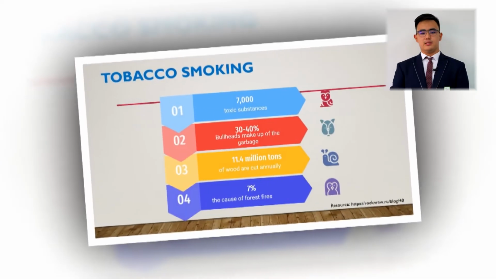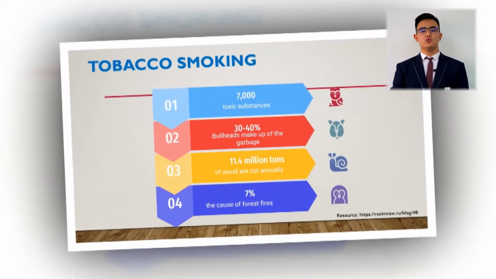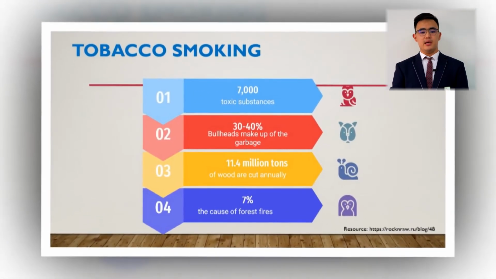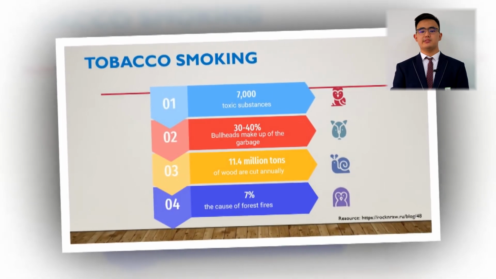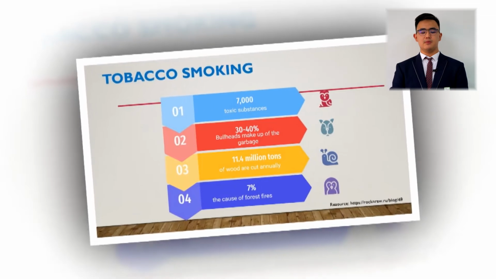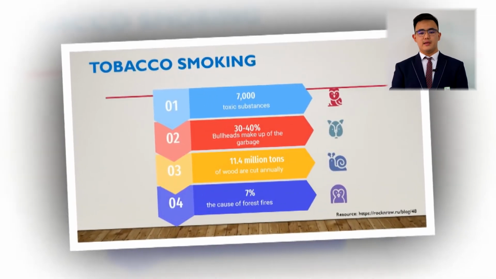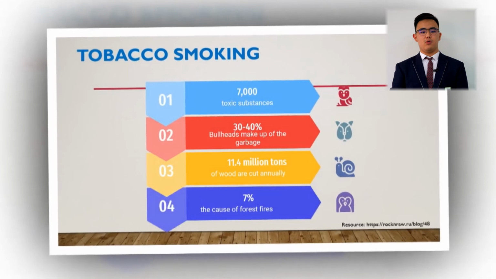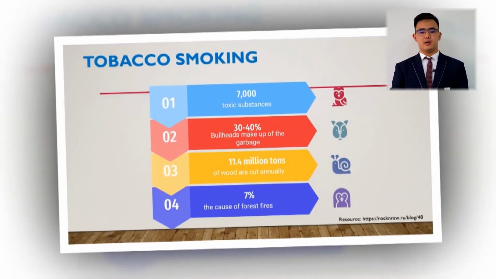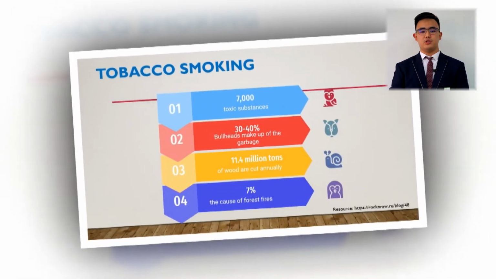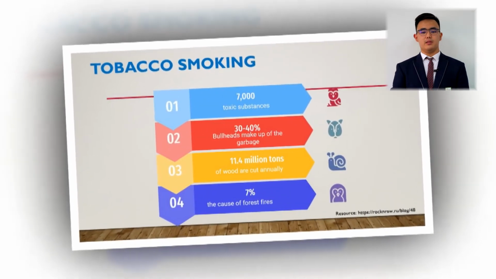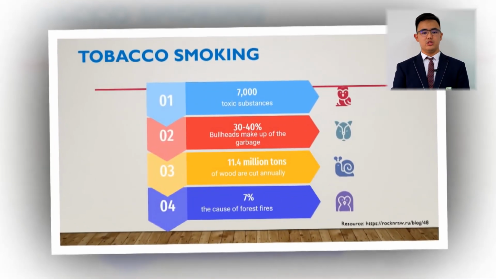Smoking adversely affects not only human health but also the environment. Tobacco smoke contains more than 7,000 toxic substances, including carcinogens as well as greenhouse gases. Thousands of tons of these chemicals end up in the atmosphere, soil and water. Cigarette butts are the most common type of waste. In urban and coastal areas, butts make up 30–40% of the garbage. Worldwide, 600 million trees or 11.4 million tons of wood are destroyed each year to grow tobacco.